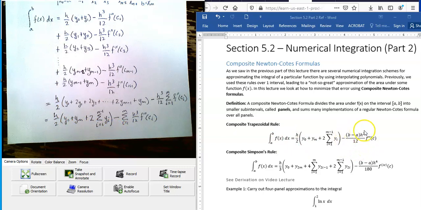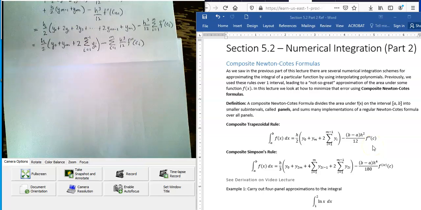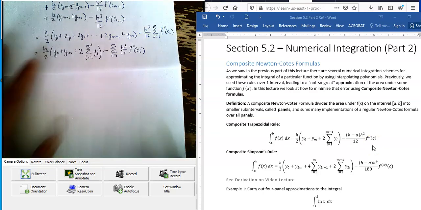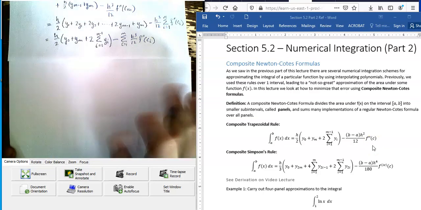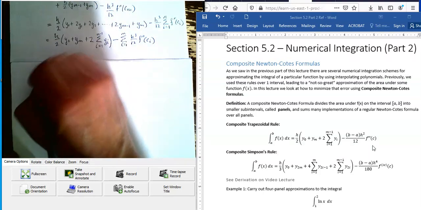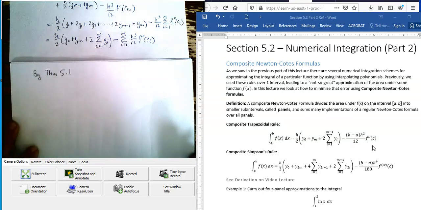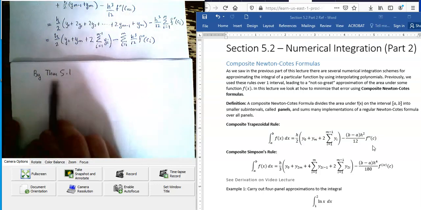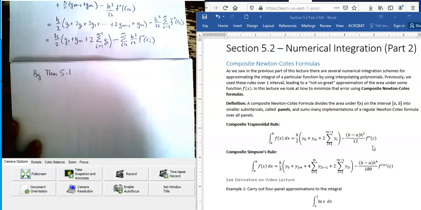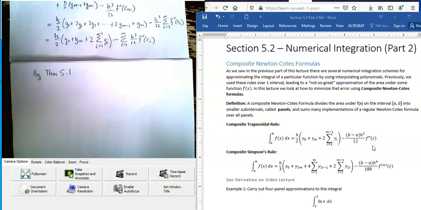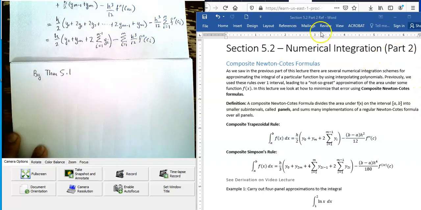But we need to manipulate the error term to get it into a more usable form, right? So how do we do that? Well, let's look. We can use a theorem. By Theorem 5.1, that's in your book. This is basically the generalized intermediate value theorem. We used this theorem when we started talking about numerical differentiation. So let's take a look at that theorem.